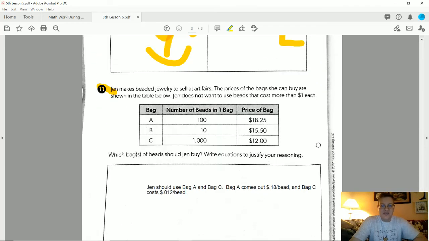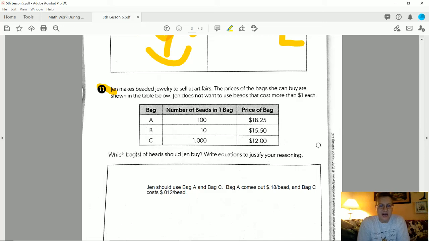Our last one, I have typed this out. So Jen makes beaded jewelry to sell at art fairs. The prices are shown in the table below. She does not want to use beads that cost more than $1 each. Which bags? So bag A comes out to 18 cents and a little bit extra per bead.